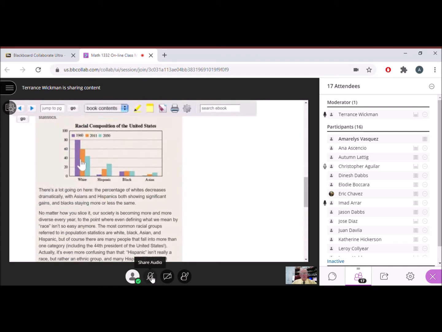This is just interpreting and reading a graph. Now, is it accurate? I don't know. Probably pretty accurate. But things can change, as they well do.